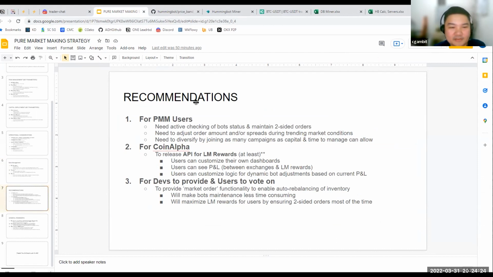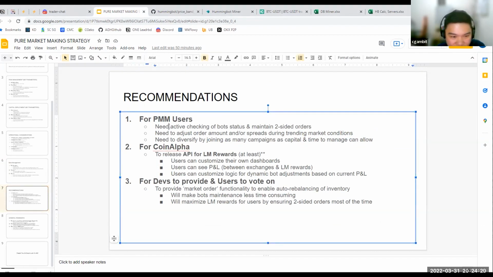So for our recommendation for the PMM users, users need to have active checking of bot status and maintain two-sided orders. This one is the crucial part if they want to earn the liquidity mining rewards. And then they need to adjust order amount and/or spreads if they have the time during trending market conditions. The third one is to diversify by joining as many campaigns as capital and time to manage can allow. So these three will be the critical part of the operation to really escalate your profitability.